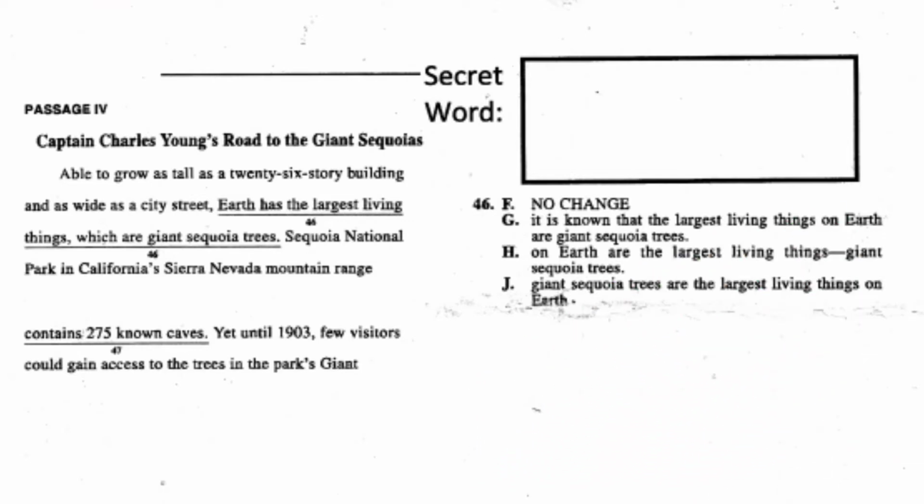All right, here we are. First thing we want to do here in the answer choices, you should have looked at answer choice F. Answer choice F, the first noun here that we're going to circle is earth. Answer choice G, we are looking at the first noun, it's largest living things. Answer choice H, you're going to circle earth. And answer choice J, you're going to circle giant sequoia trees.